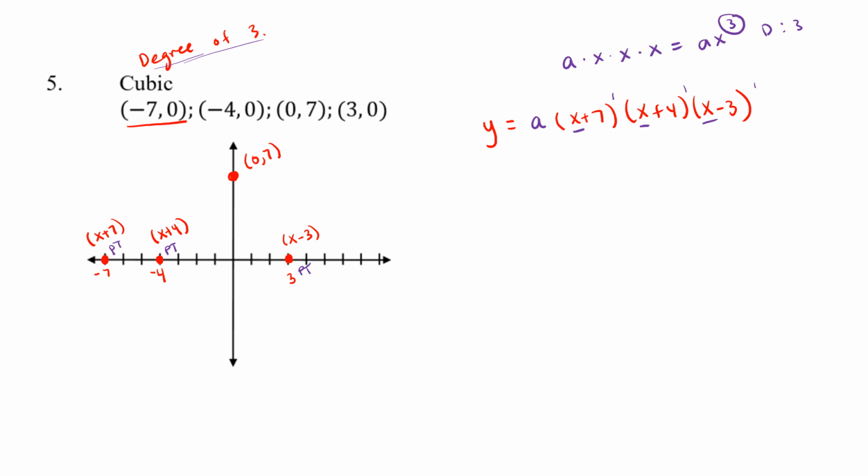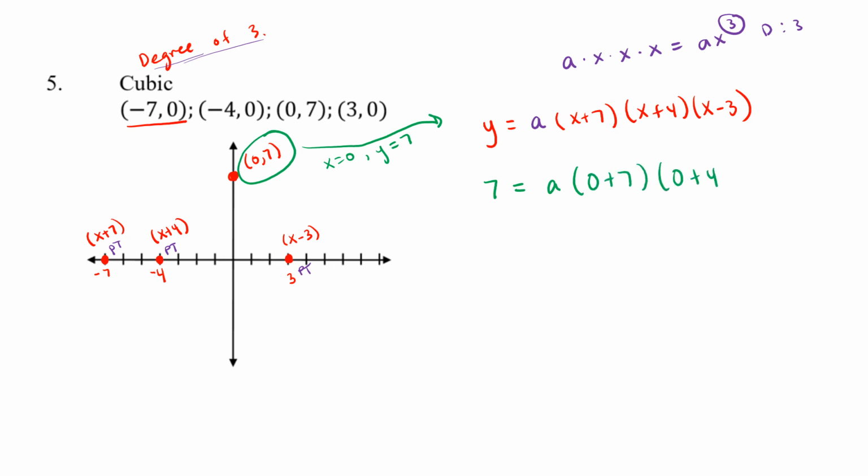Now, because they gave us the y-intercept, a point that's not the x-intercept, we can find that specific a value by taking whatever that is, (0, 7), and substituting it in for x and y. We're going to plug in 0 for x and 7 for y. 0 plus 7, 0 plus 4, 0 minus 3. This is going to give us the exact value. Do some arithmetic here. 7, 4, and negative 3. Multiply carefully.